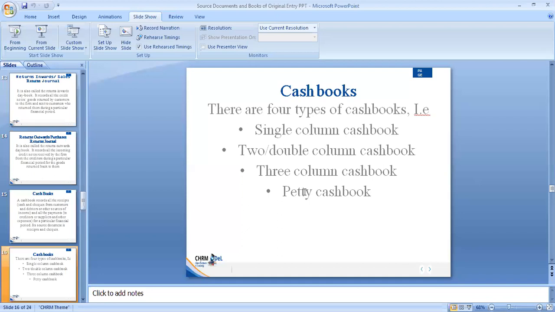And lastly, we have what we call the petty cash book, that is meant to record petty transactions. I think at this particular point again, we need to demonstrate how it is normally done.